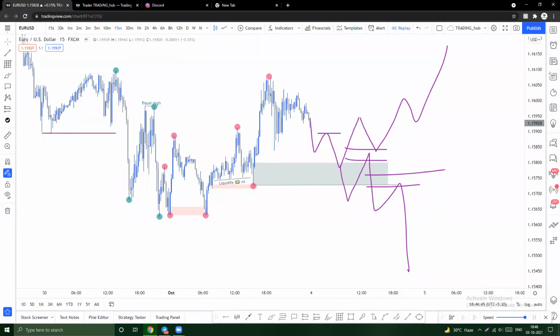Does the order block first have to break? Yes, exactly. First the structure breaks, then the order block will be valid. Before the break of structure, no order block is valid.